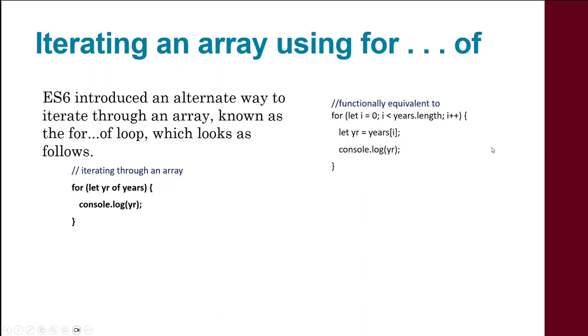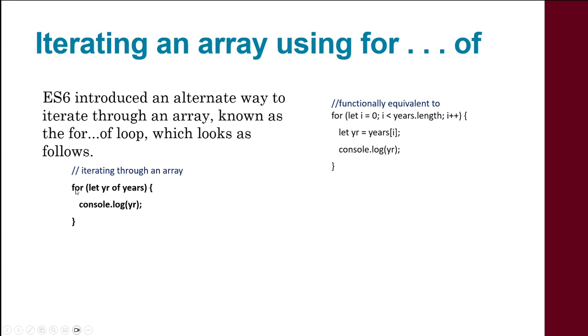So you can use an array to iterate through a loop. Sorry, you can use a loop to iterate through an array. What that means is that you can use a loop to step through an array, so hit every index in there. So iterating through an array looks like this.